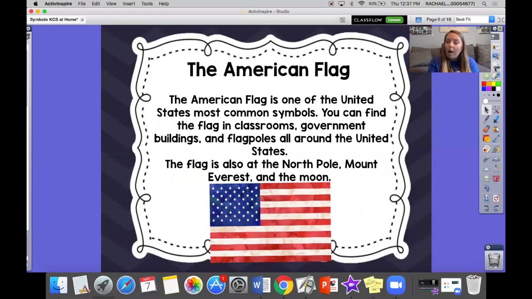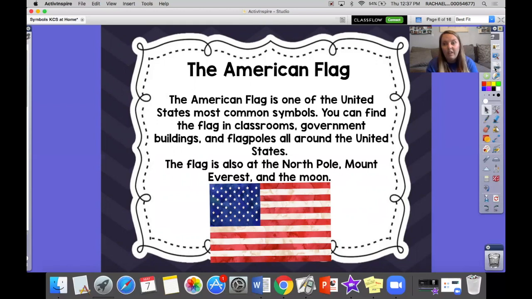It's one of the most common symbols. We see it in a lot of places. You can see the American flag at your school. You can find it in your classroom probably, at government buildings, so at the courthouse or any schools, and flagpoles all around. As you drive around or walk around here in the next few weeks, I want you to look and see how many different places you can see the American flag.